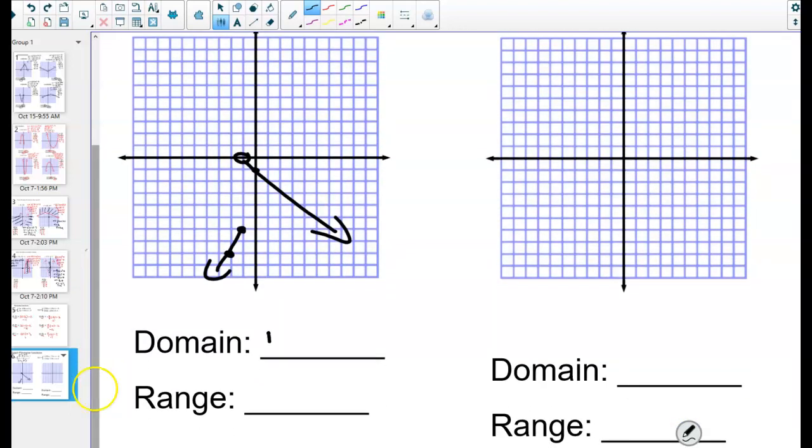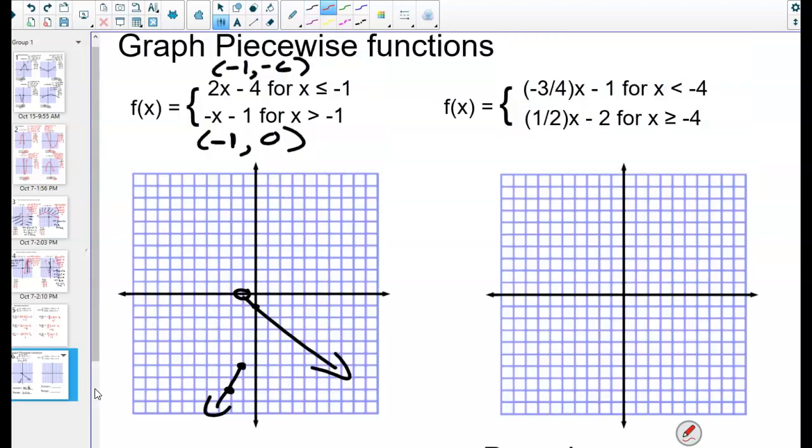My domain is all real numbers. And my range is y is less than 0. My x is -4. -3/4 times -4 is 3, minus 1 is 2.